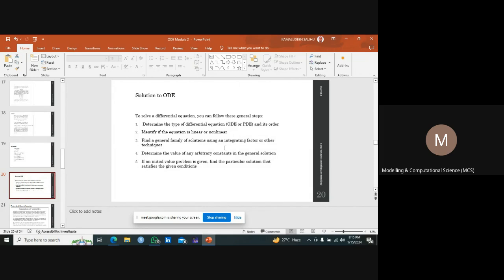So we've been applying all these. In our problems, we still applied it. As far as the ordinary differential equation is concerned, these are the general steps we'll be using.